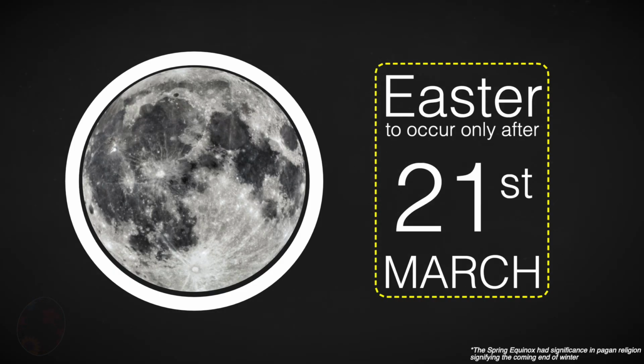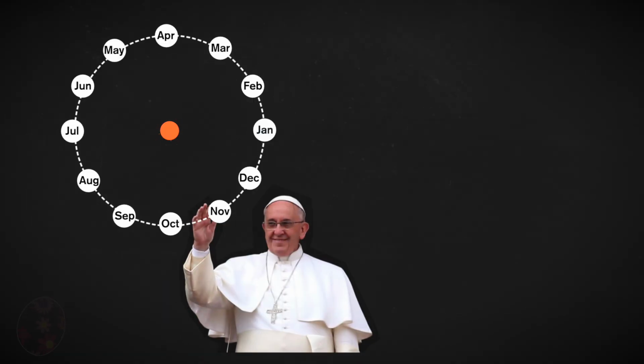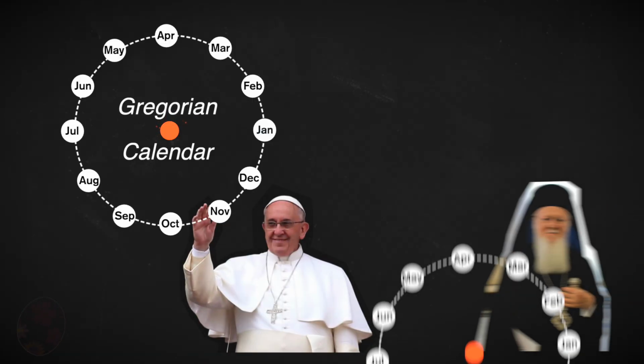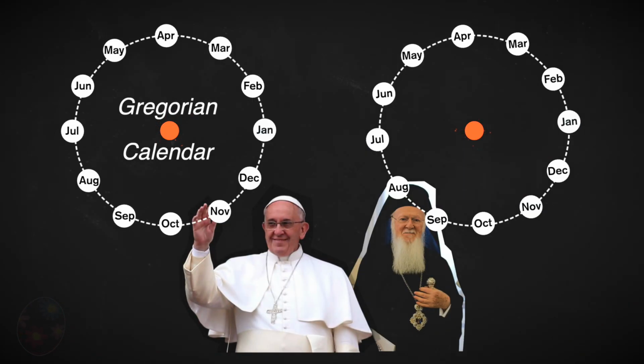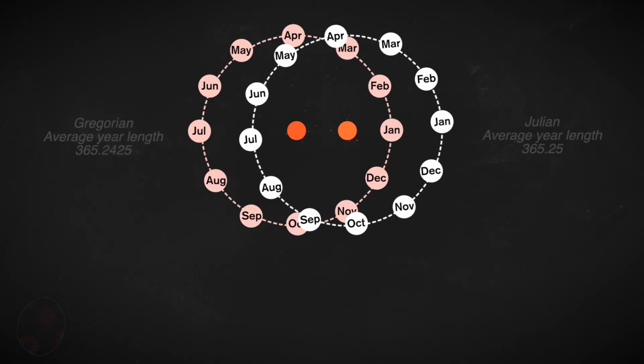Although this did solve for the lunar calendar problem, Easter still occurs twice a year, mainly because Western Christianity uses the Gregorian calendar, while Orthodox Christians still rely on its predecessor, the Julian calendar. And you guessed it, they don't match either.